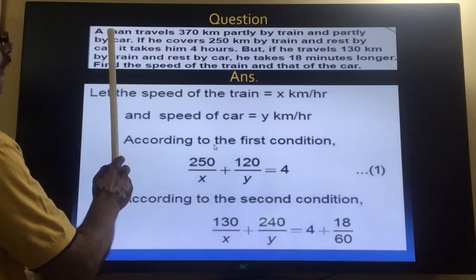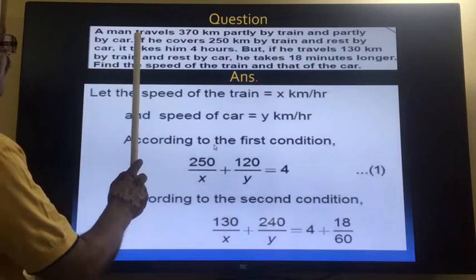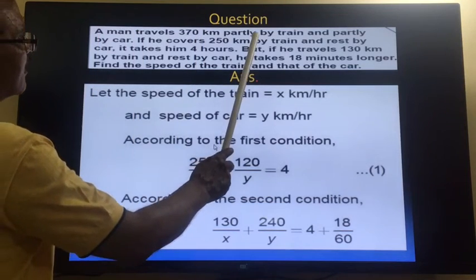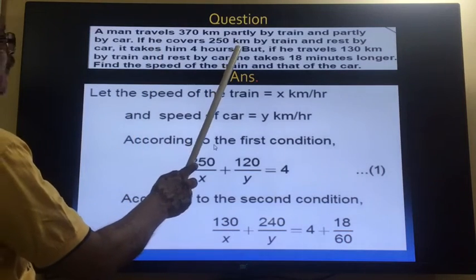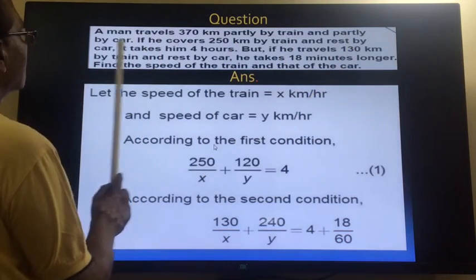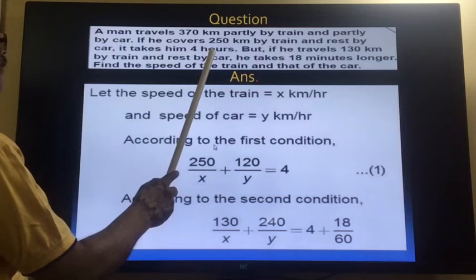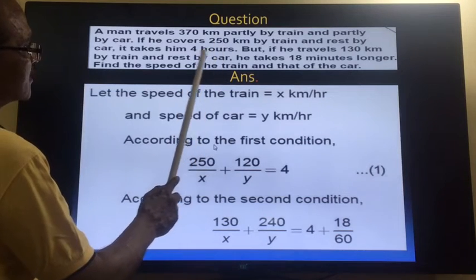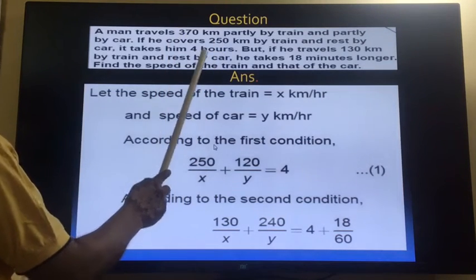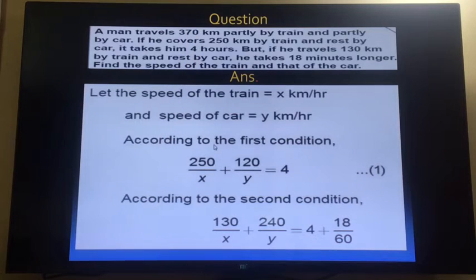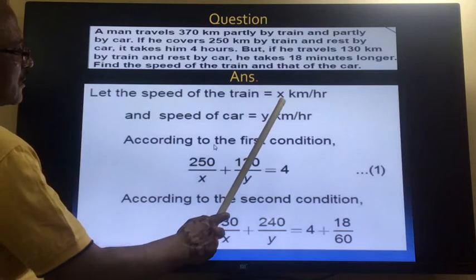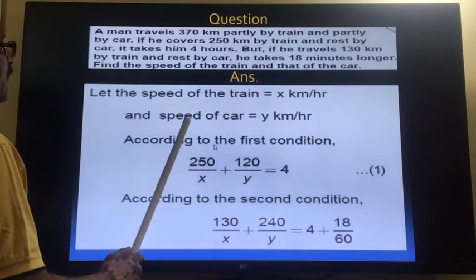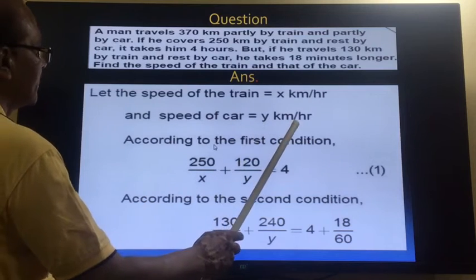So once again, first of all, we'll read the question. A man travels 370 km partly by train and partly by car. If he covers 250 km by train and rest by car, it takes him 4 hours. So what is given? 4 hours. Time is given and distance is given. So time and distance is given, and so in this case we will suppose the speed. So speed of the train we are supposing as x km per hour. Speed of car is equal to y km per hour.